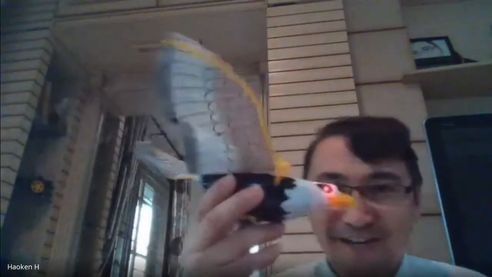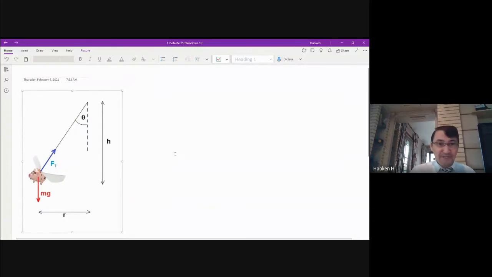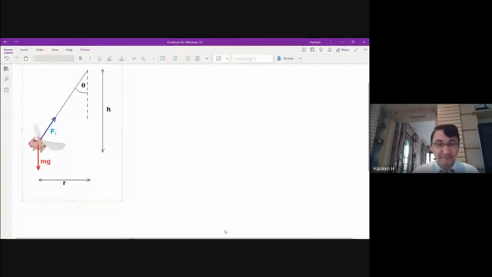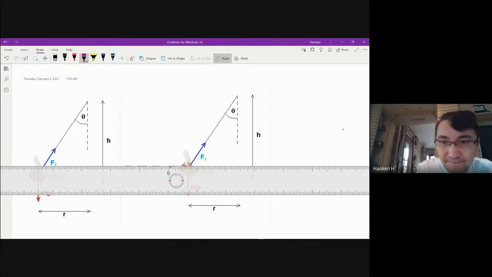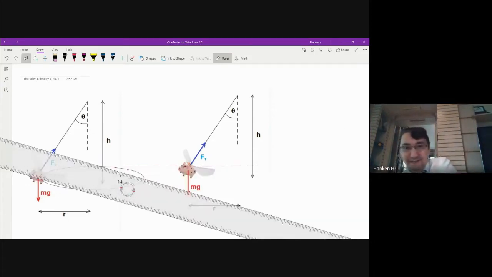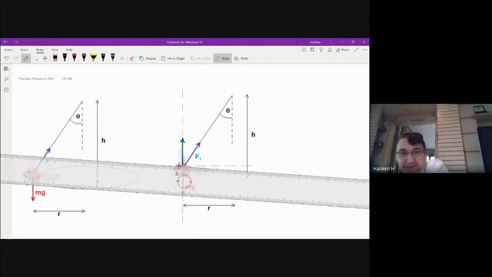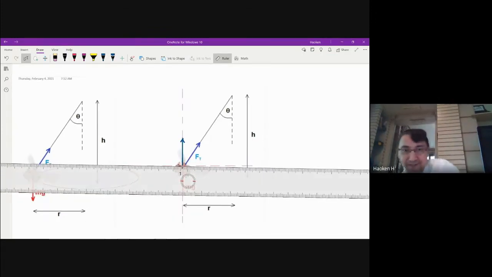There are 2 forces acting on it. One is gravitational force, one is the tension force. But the tension force has 2 components. One is the vertical component, one is the horizontal component. So we're going to investigate this first. Instead of a bird, I have a flying pig here. Let's say this is the horizontal, and this is vertical, the horizontal component, guys, right?